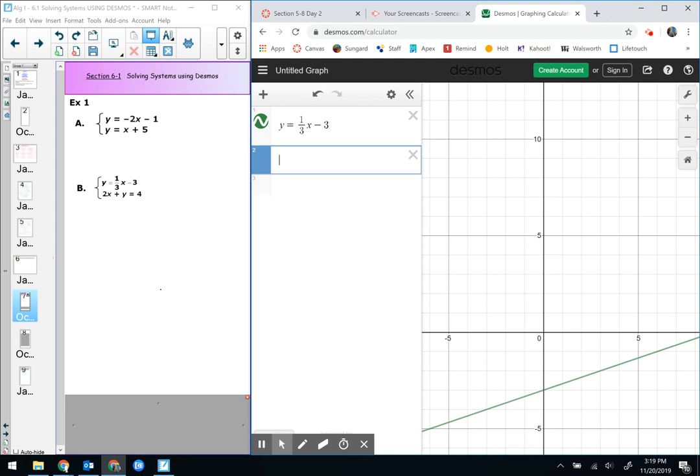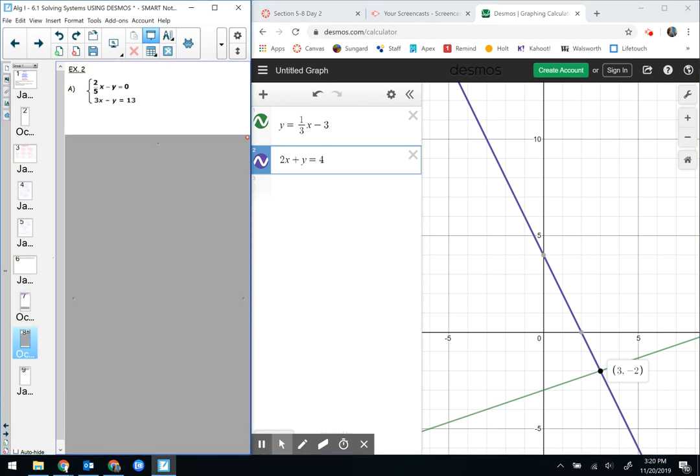Now, you may be thinking to yourself, do I have to put it into slope-intercept form? Let's just try it out. 2x plus y equals 4. Where's the intersection point? 3 comma negative 2. Look at that. That's almost like cheating. They let you use this on the test? That's ridiculous.